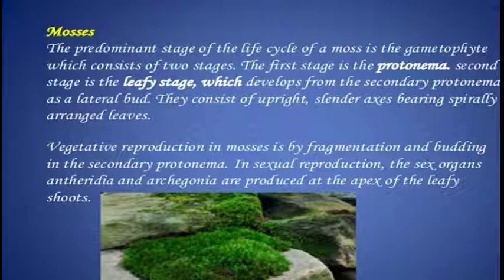Vegetative reproduction in the mosses is by fragmentation and budding. In sexual reproduction, the sex organs antheridia and archegonia are produced at the apex of the leafy shoot.